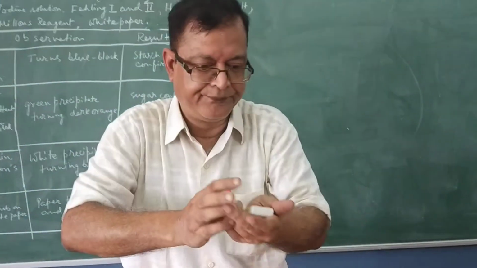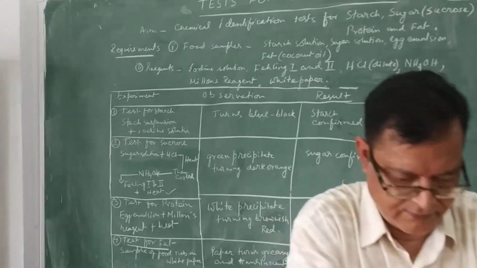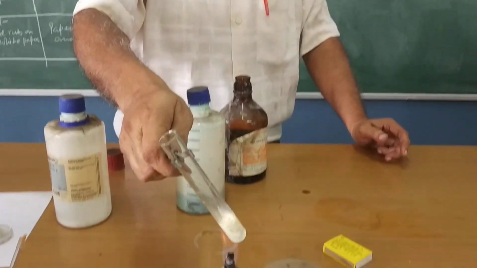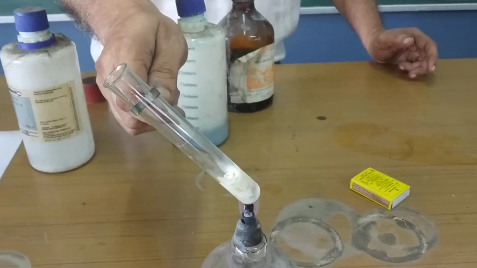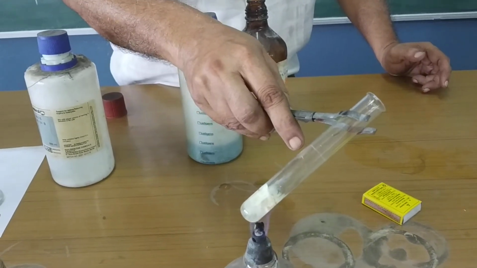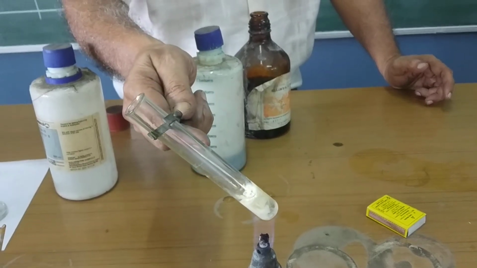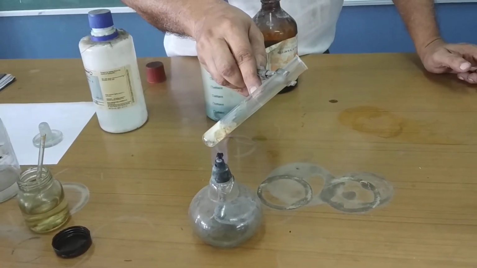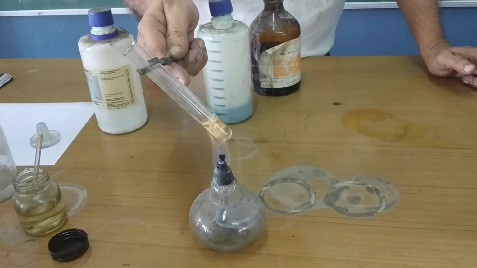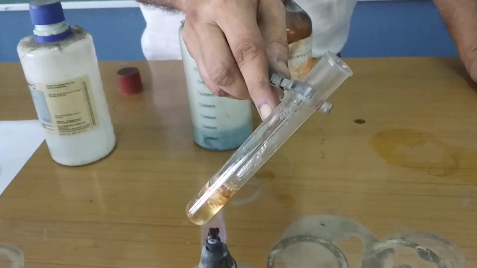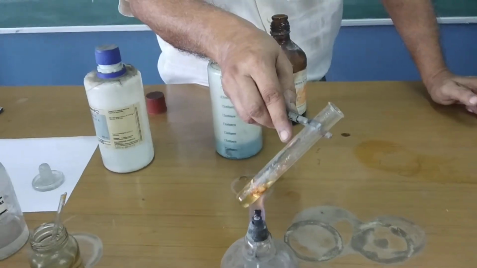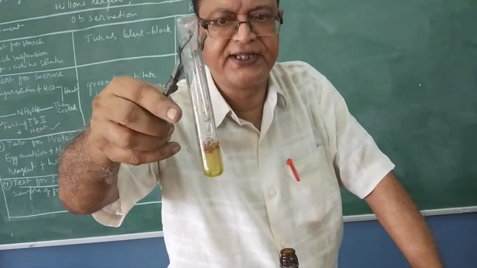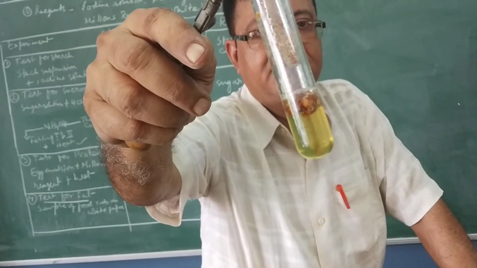Let us see. See that brownish red color appears. This is the proof of presence of protein.